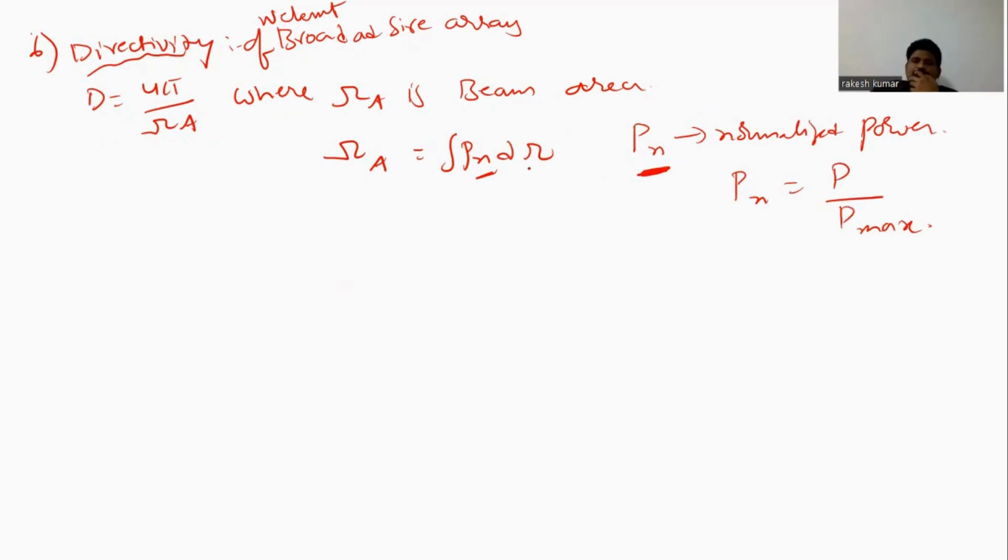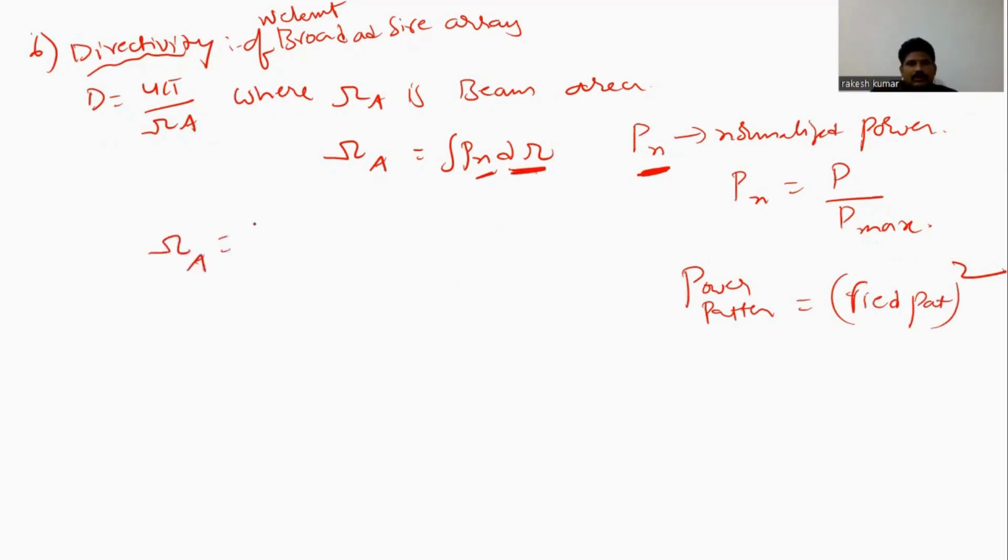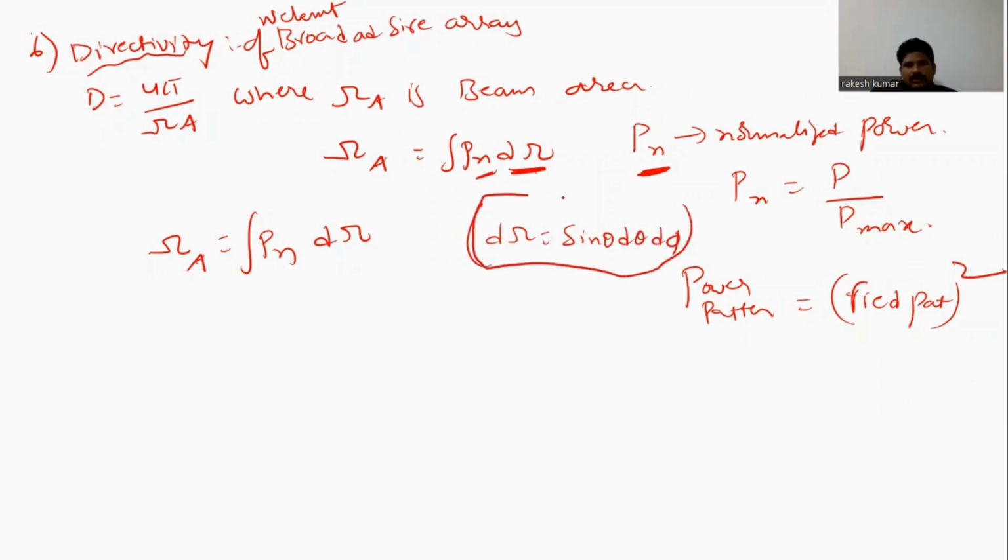So, what is the relationship between power pattern and field pattern? I have discussed it in the first unit. The power pattern is equal to the field pattern whole square. So, what is the value of d sigma? The value of sigma A is equal to the integral of normalized power times d sigma, and the value of d sigma is sine theta d theta d phi.